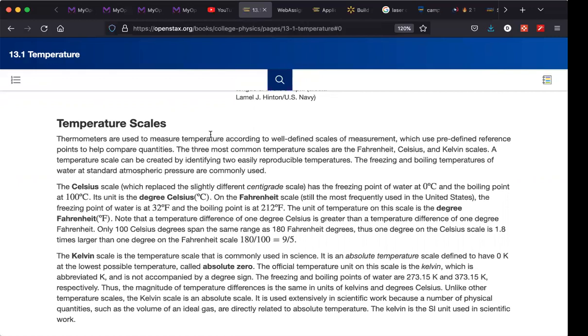You can also do it with alcohol. And those are the ones you mostly see these days. The ones with the red liquid in them are usually an alcohol. Alcohol expands pretty well with temperature.